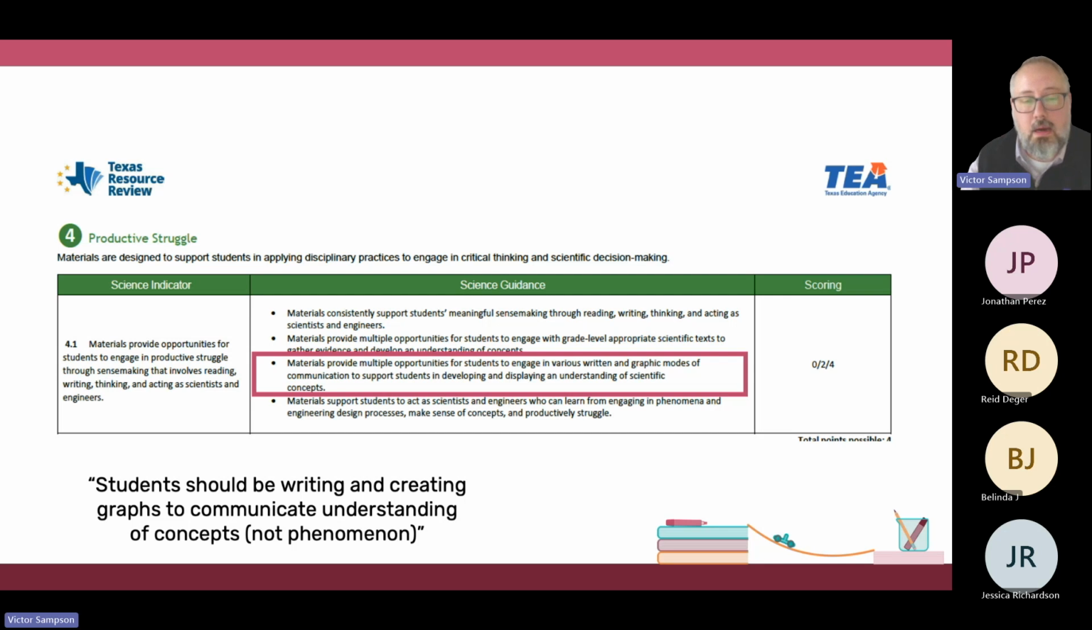And then materials provide multiple opportunities for students to engage in various written and graphic modes of communication to support students about concepts. Now, what's interesting about this, it's not really focusing on explaining or understanding the phenomenon around them, which is part of the instructional anchor of the new TEKS, but it's really communicating around concepts, right? Can you explain buoyancy? Can you explain relative density? Those kinds of things.